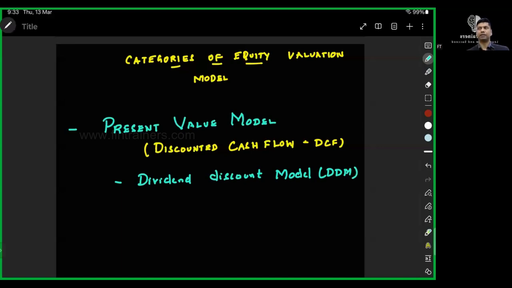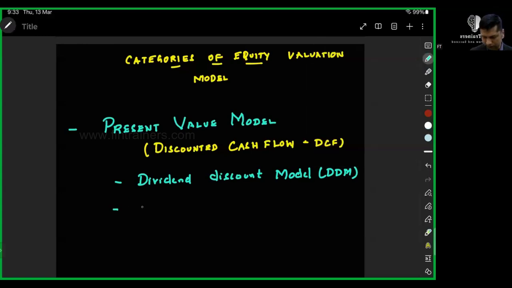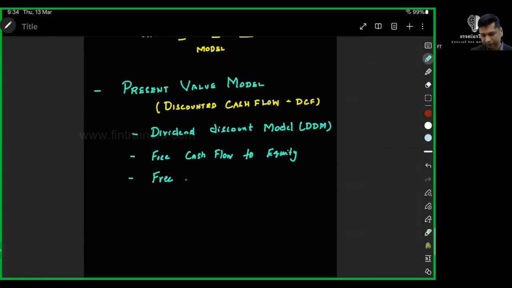Dividend is a cash flow given by some companies. Not all companies pay dividend, right? If a company pays dividend, you can directly use that for discounting the cash flow and get the valuation. What other cash flow can we use? We can use the cash available to equity holders. That is called free cash flow to equity. We will talk about how to derive this. And free cash flow to firm.